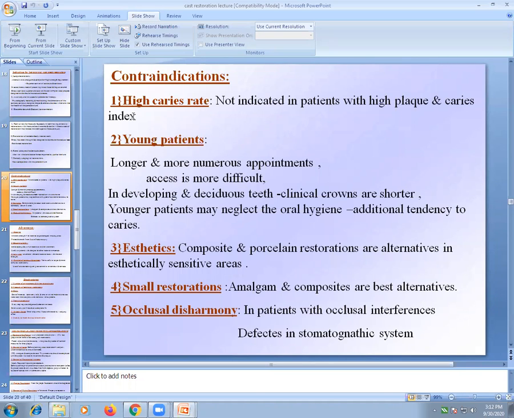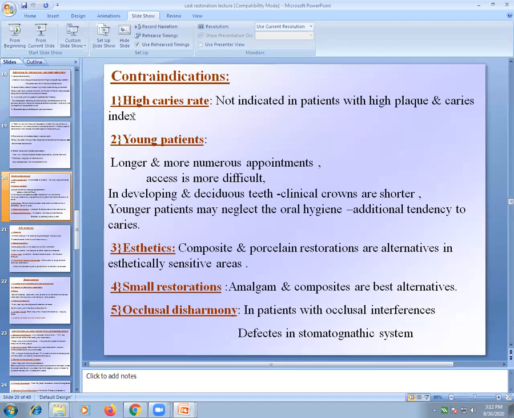Again, in young patients, the clinical crown is very short. So for indirect restorations to have good retention, we need a proper depth of the cavity. Right? In a shorter clinical crown, we cannot increase the depth of the cavity. So in these cases, we have to avoid intracoronal restorations. Also, their oral hygiene is poor in young patients, as they don't know the proper brushing techniques, so there are more chances of caries production.